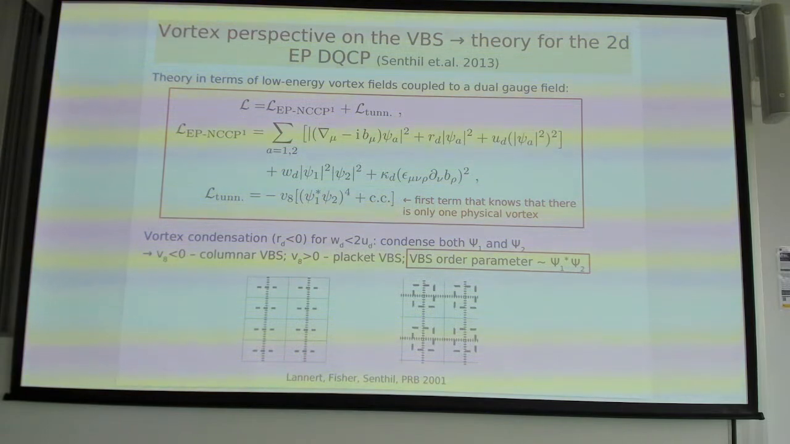But these fields psi 1 and psi 2 are at different momenta. So basically for each of these you find 4 ground states, 4 equivalent minima of this energy, and you pick one, analyze what it means in terms of some observables, and you conclude that's this valence bond solid.